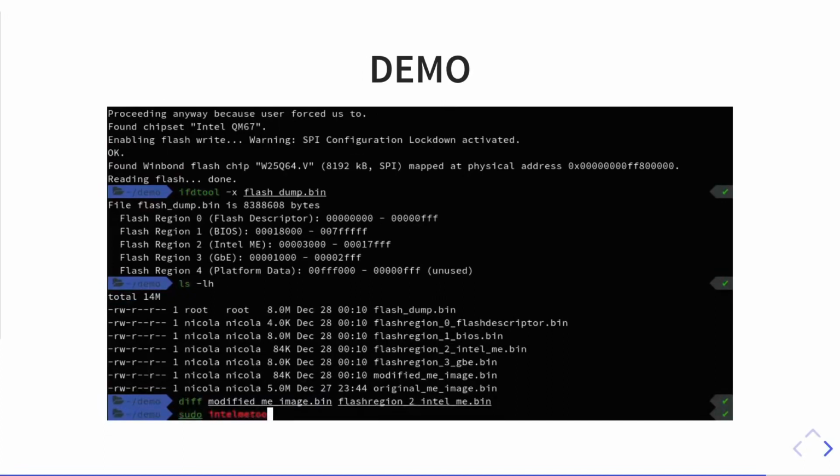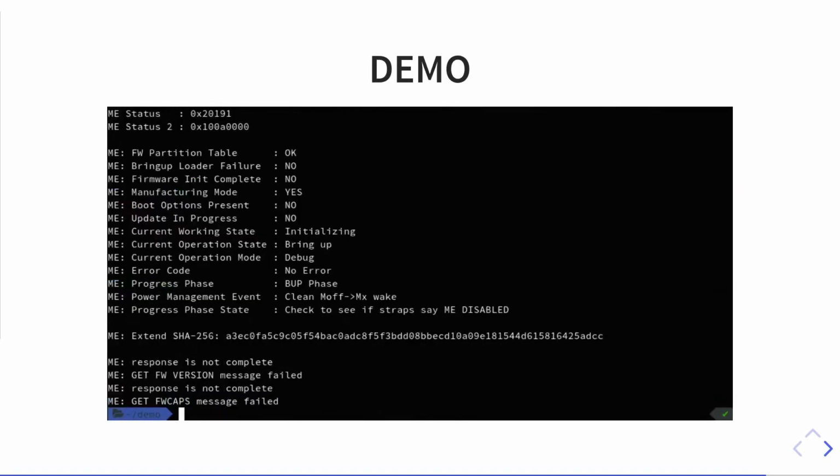Let's then see the current status of Intel ME with the Intel ME tool. As you can see, the firmware init hasn't completed. It's stuck in initializing, and as you can see in the progress phase state, Intel ME has been disabled. Moreover, note that the response from Intel ME is not complete, as, for example, Intel ME cannot give you its current capabilities because that part of the firmware is now gone.